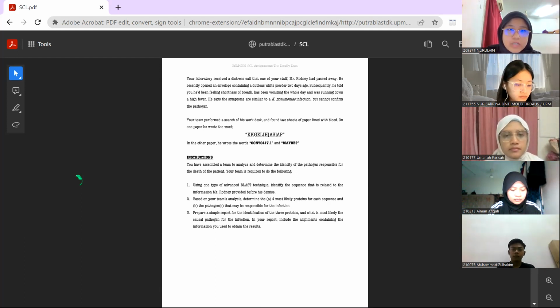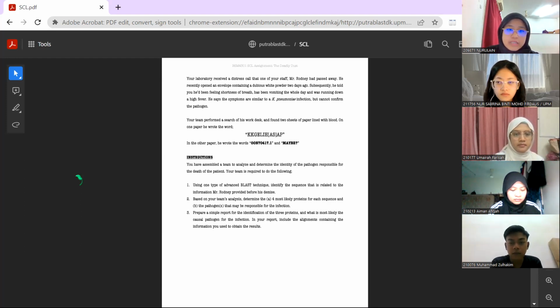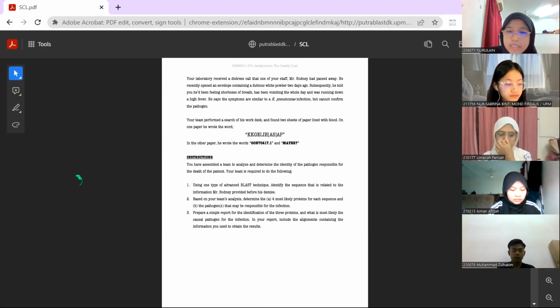So, in conclusion, from the case study, we conclude that Bacillus anthracis was the causative agent of anthrax and responsible for Mr. Rodney's death. It is highly likely that he suffered from inhalation anthrax due to the presence of microscopic spores in the white powder. Bacillus anthracis matched one of the sequences that corresponded to the exact pattern left by Mr. Rodney, and his symptoms aligned with those of an anthrax infection.